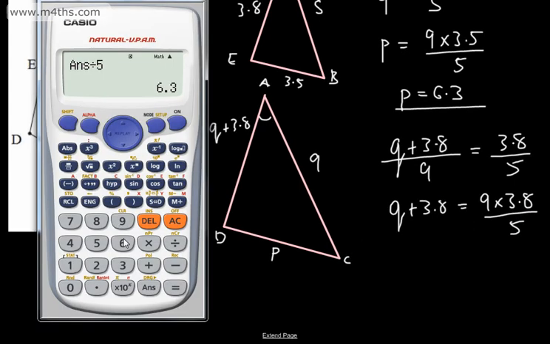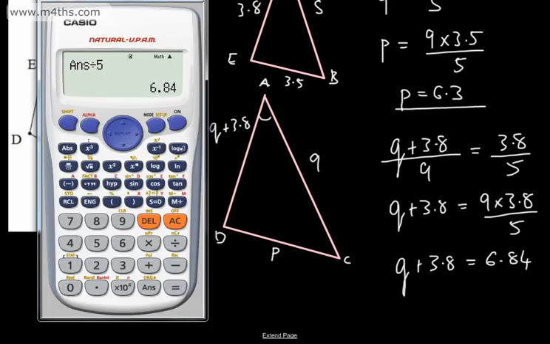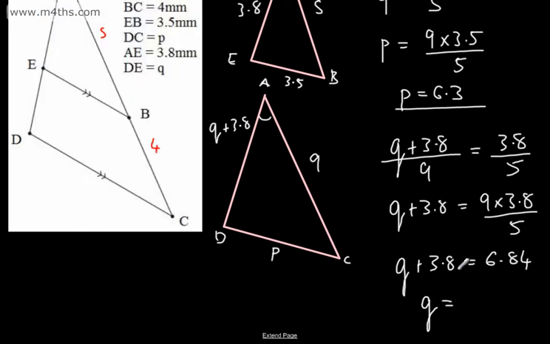So let's do 9 times the 3.8, divide that by 5. So what's that give me? 6.84. So Q plus the 3.8 is equal to 6.84. Let's just check that. So all we do is subtract the 3.8, which should give us 3.04. Let's have a look at that. So Q is equal to this, subtract this, 3.04.